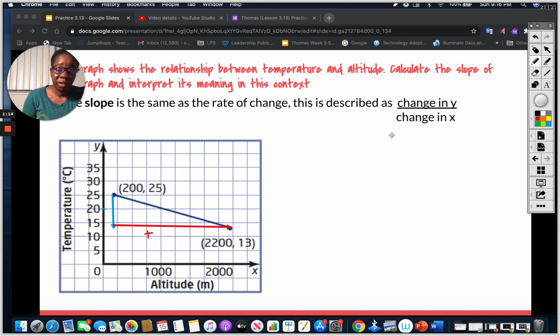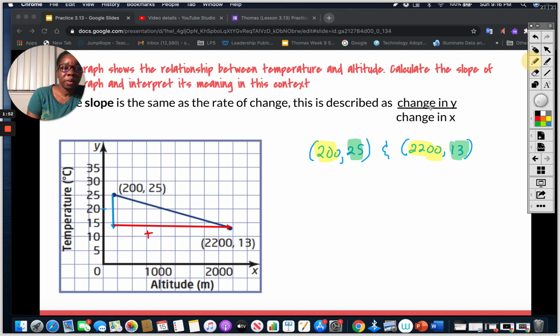All right, and we're going to figure this out in a minute. So the 2 points that we're using are 200, 25, and the other point is 2,200, 13. I'm going to go ahead and, just for my sake, I like doing this, label my x coordinates, x is altitude, and my y coordinates, which is going to represent the temperature in degrees Celsius.